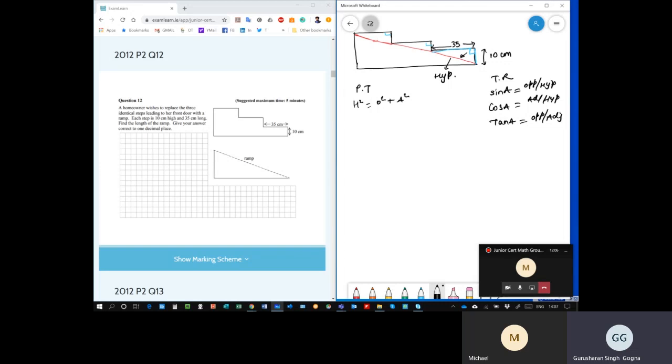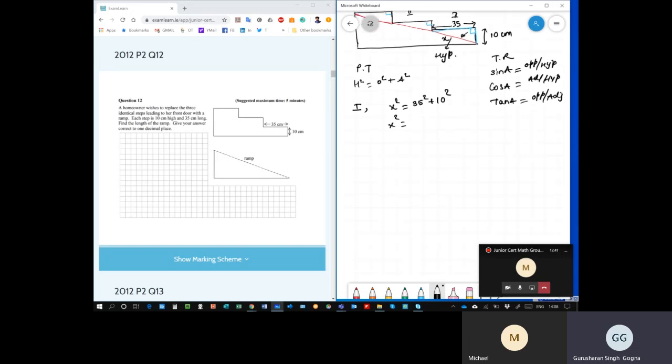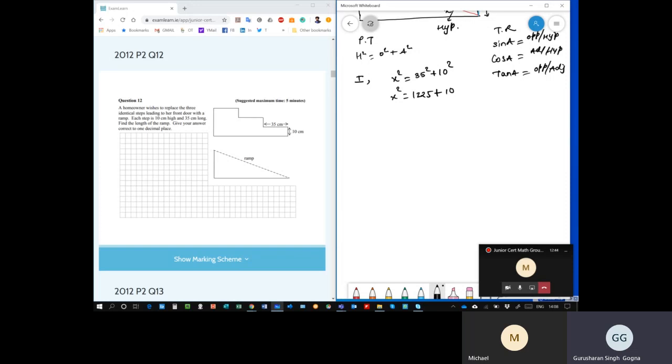So you have to be careful here in choosing the side. Let's call this the first right angle triangle, this is the second, and this is the third one. In the first right angle triangle, let's call this x maybe. So x square equals 35 square plus 10 square. We can calculate that. 35 square is 1225, and square of 10 is 100. So you will get 1325 as x square.